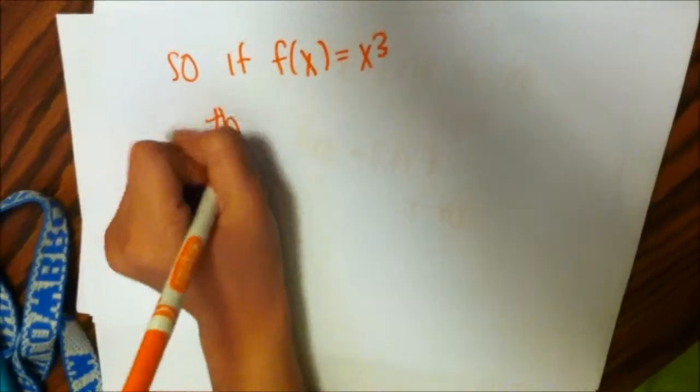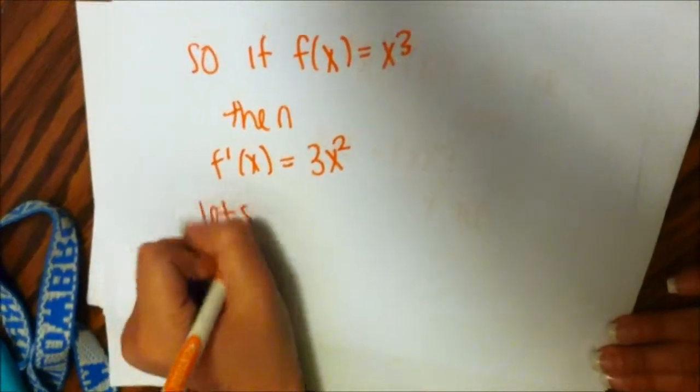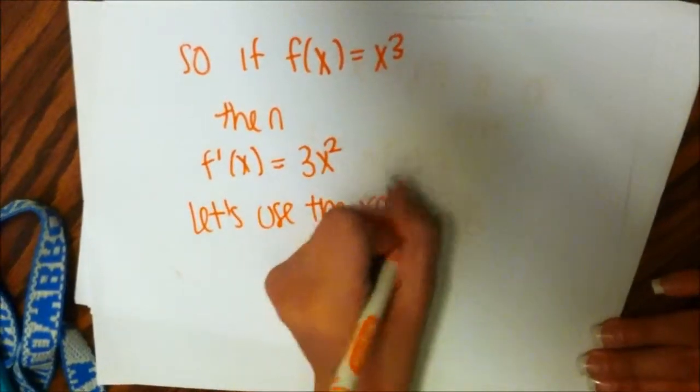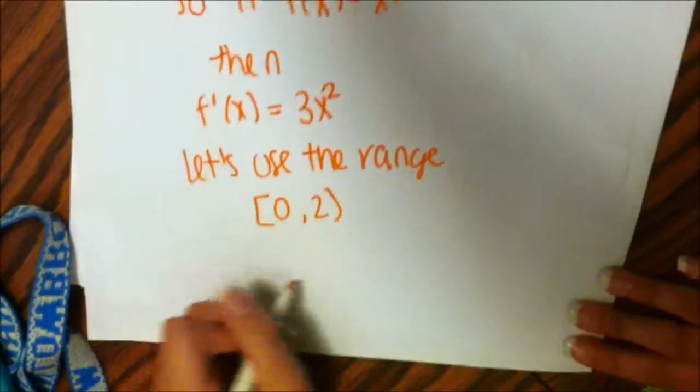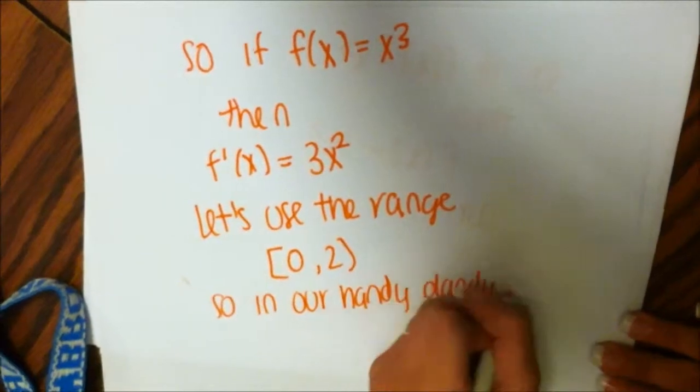So let's look at an equation. So we have a graph of f of x equals x cubed. The derivative would then be f prime of x equals 3x squared. Now apply it to the length of the curve equation. We are finding the length from the values from 0 to 2.